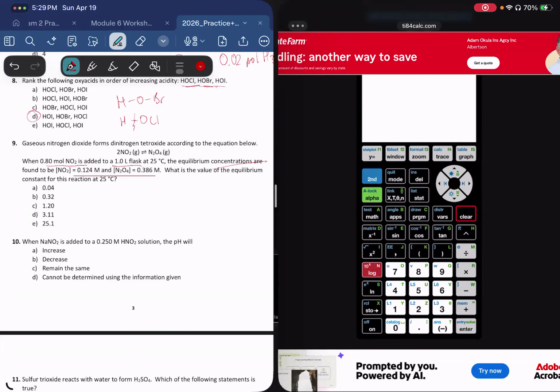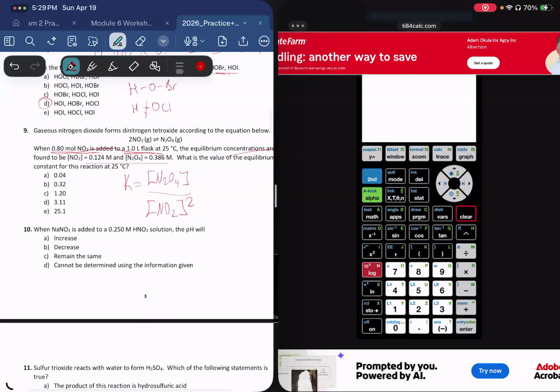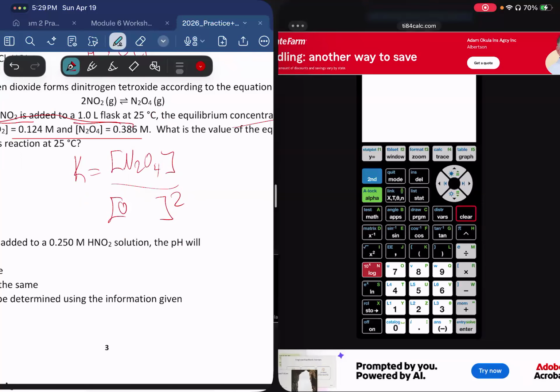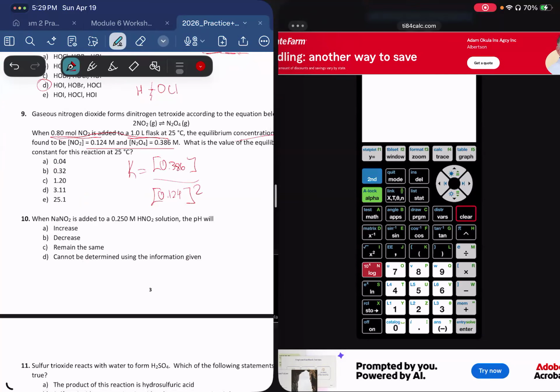So they gave you some useless information here, right? They told you the amount of moles in the beginning. And that's really useless information because we don't need to know the initial amounts if we have the equilibrium amounts. So the K expression would be N2O4 over NO2 squared, right? And so we can plug in some values there. So here it's going to be 0.124, and here it's going to be 0.386. And then we can figure out the K from that. So let's do that.